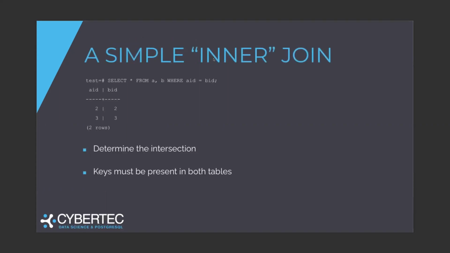If we run an inner join, what we're going to get is the intersection. So if we do from A comma B where AID is BID, what we get is 2, 2, 3, 3. So we get the intersections, because the keys have to be present in both tables. Some people keep asking in Postgres if there's a difference between from A comma B where and from A join B on. In this case, there's absolutely no difference.